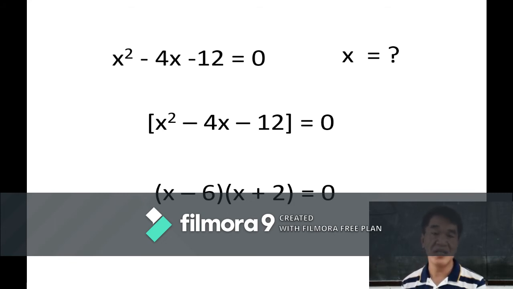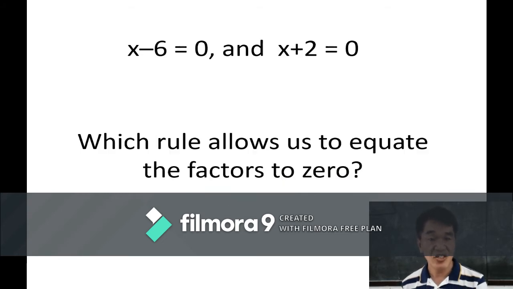Your x squared negative 4x negative 12 equals 0 is factored as the quantity of x negative 6 times the quantity of x plus 2 equals 0. And then, each of these factors is equated with 0. So, it's x negative 6 equals 0 and x plus 2 equals 0. But the question is, which rule allows us to equate the factors to 0?